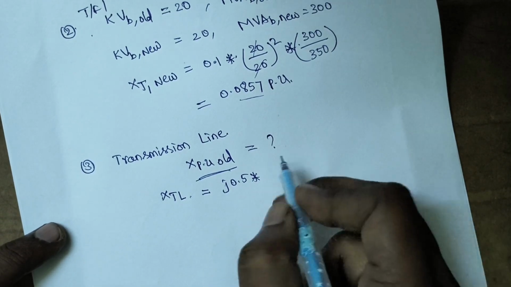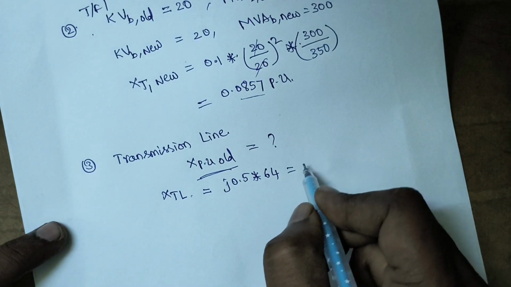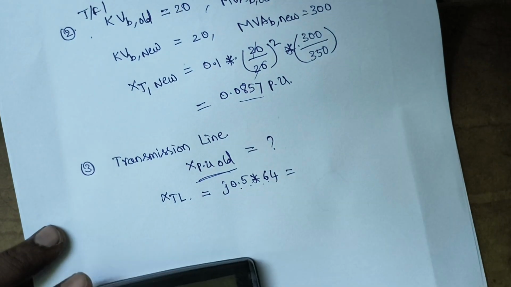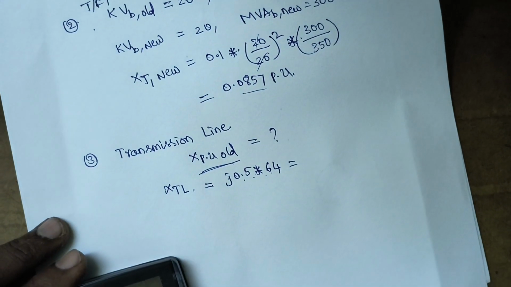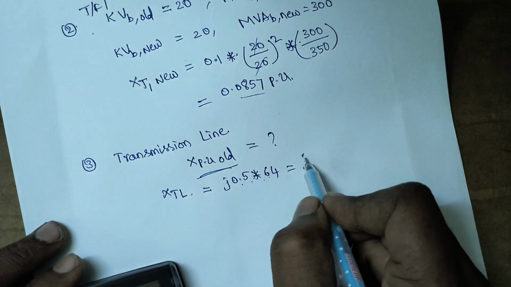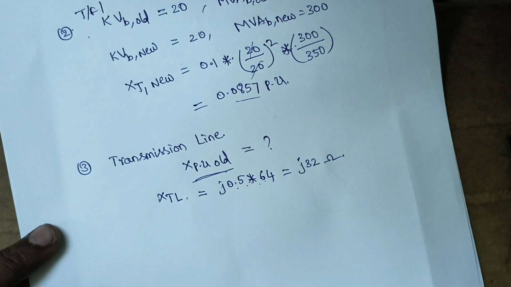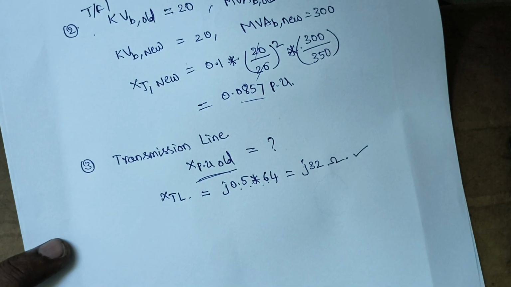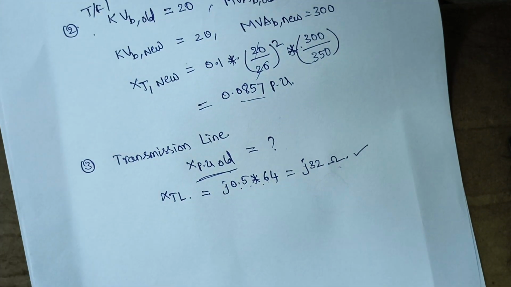This is per kilometer. If I multiply with this 64, then I will get j0.5 into 64, which is 32, so j32 ohms. But I don't want this j32 ohms, I want it in per unit value. How will I get the per unit value?